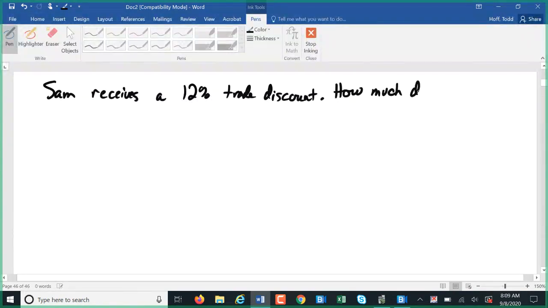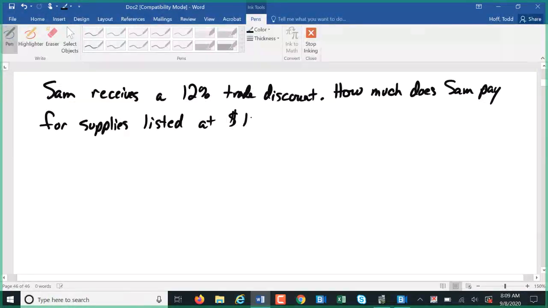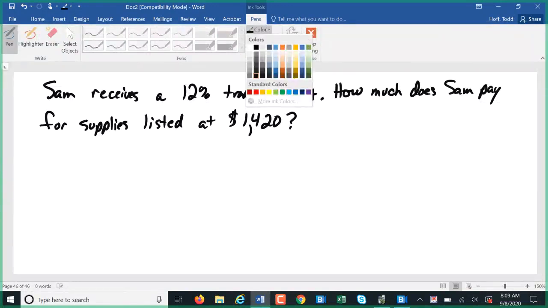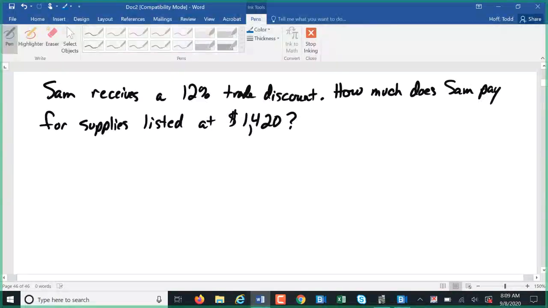How much does Sam pay for supplies listed at $1,420? Now listed, it means list price. List price is the full price. That's the amount that any customer off the street would pay. Sam gets a 12% discount, so Sam's going to pay 12% less than that.